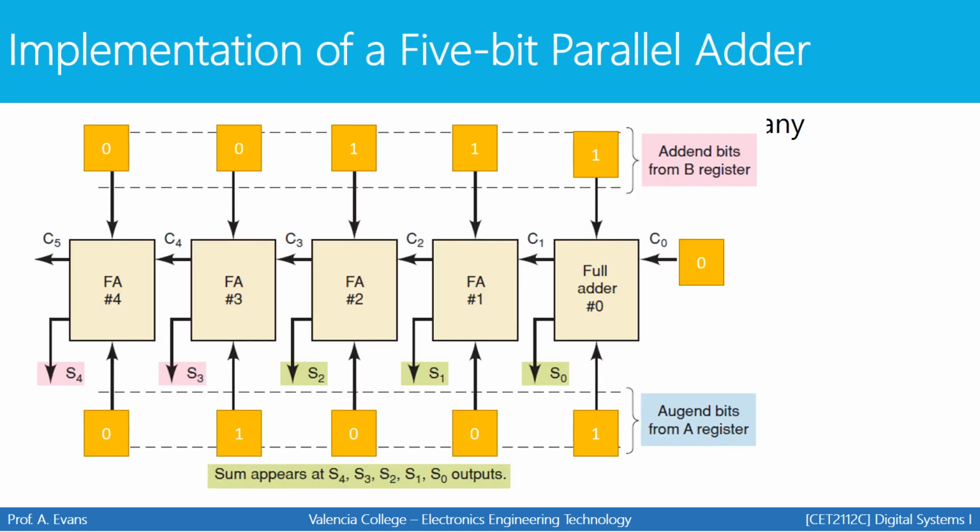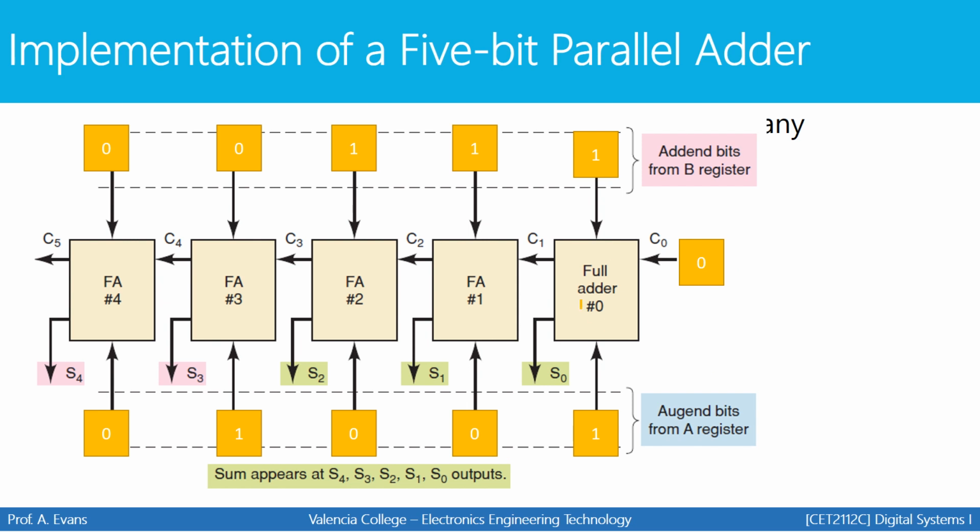So input B is 0, 0, 1, 1, 1. Input A was given as 0, 1, 0, 0, 1. And I've simply replaced each label on the picture with the value you were given. So it told you that B4, B3, B2, B1, B0 had a certain value, 0, 0, 1, 1, 1. So I just filled those values in. I filled the values for A in at the bottom, and I filled in the value for the carry, C0 right here.